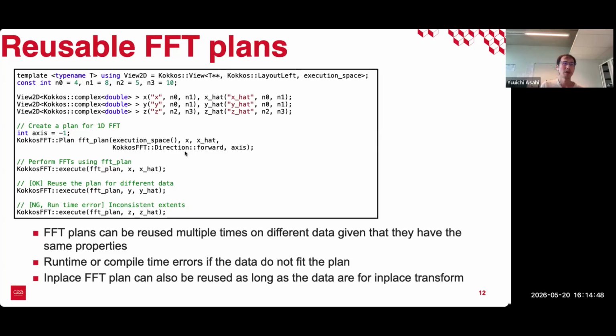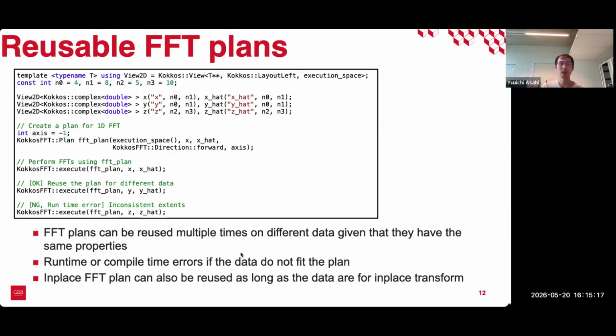The API is quite simple. You can construct a plan based on your execution space and input and output Kokkos views, and you can execute the FFT on different views with the same semantics, but you can use different data pointers. You need to make sure that the extents are consistent. If that's not the case, you get a runtime error. So it's still safe to use, but it can be very flexible.